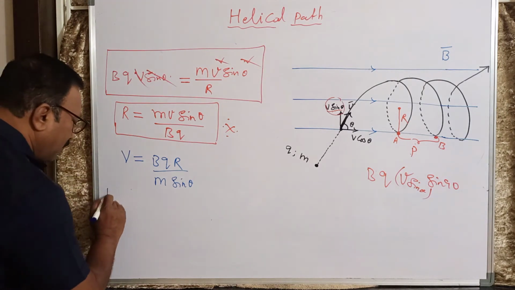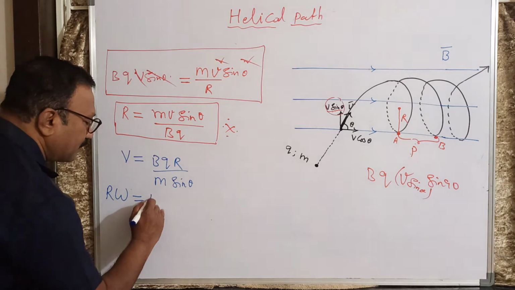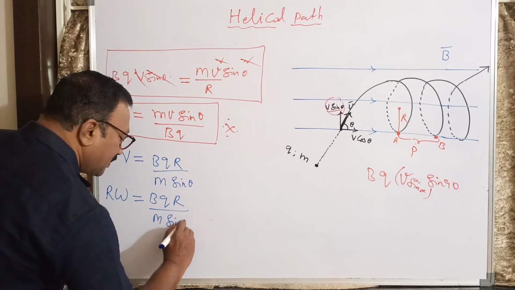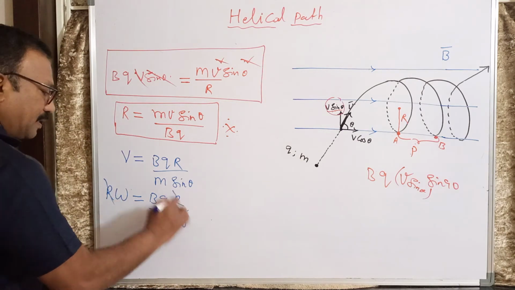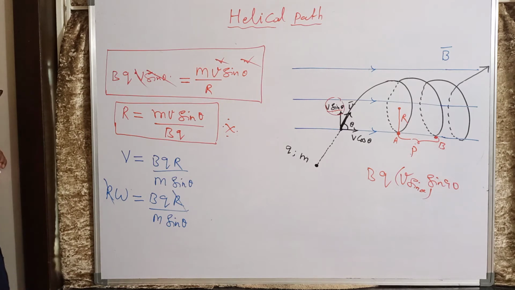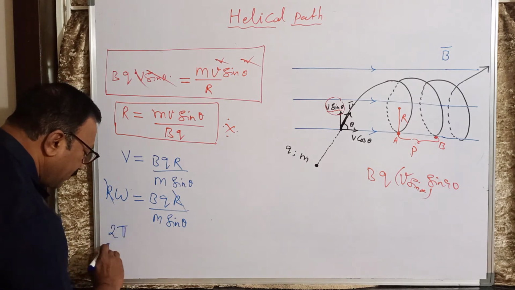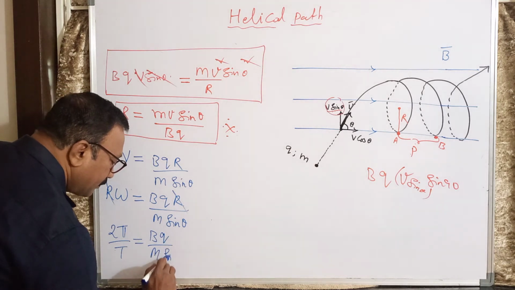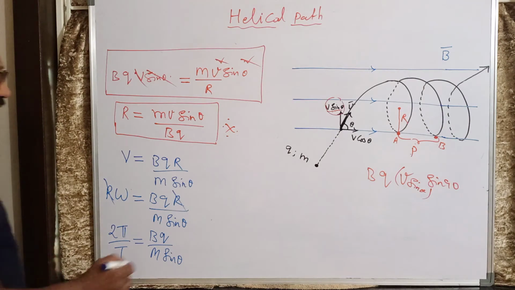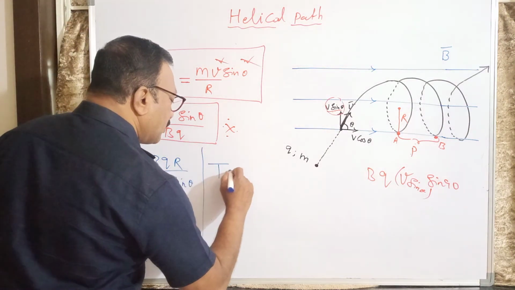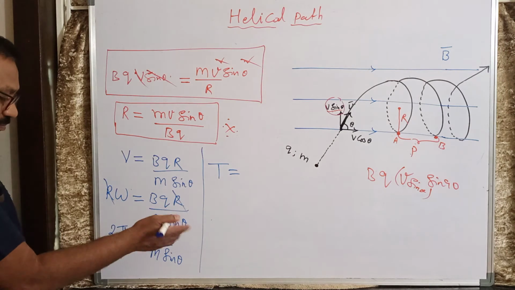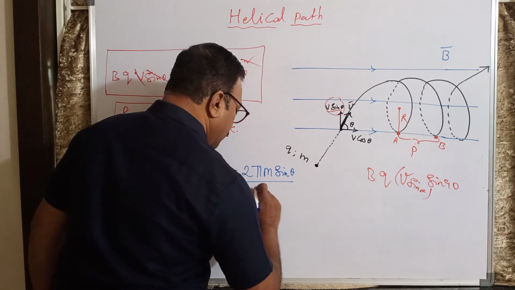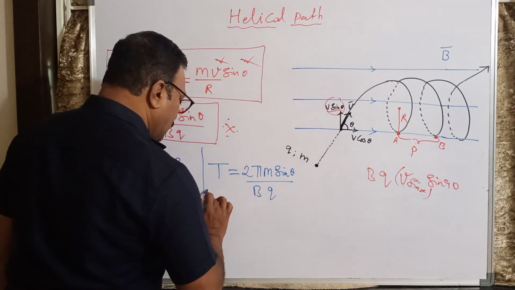But I'll write V is equal to R omega. So R omega is equal to BQR divided by M sin theta. R gets cancelled. Omega I got. Omega I will write as 2 pi by T. This is nothing but BQ by M sin theta. Now I can find the time period. So T is equal to, subject to T, 2 pi M sin theta by BQ. So I got the time period now.